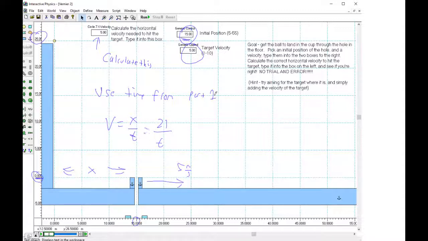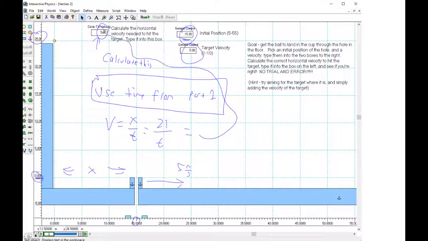So look at your part 1. Find this time. Hopefully you didn't round that too badly. And you'll get a velocity. Go ahead and stick that in there. Calculate that. Stick that velocity in there. Hit run, and it'll miss. But of course, you will hit 15 meters or whatever you put in there. Or 21. It'll hit 21 meters, which is like there. So you'll hit the thing, but of course, since the target moves, it's not going to hit it.